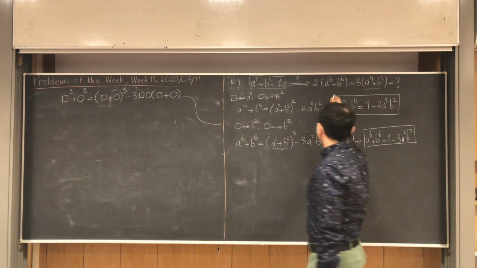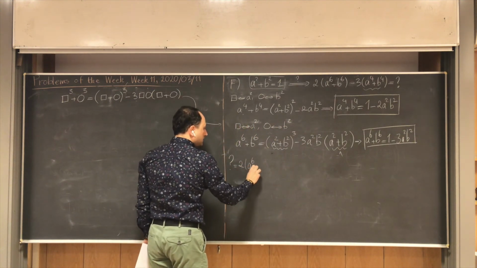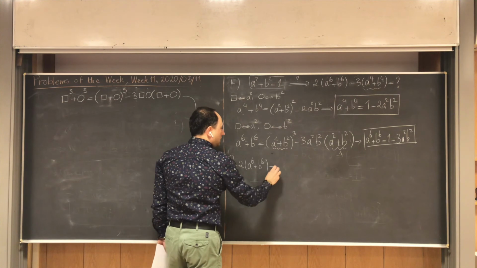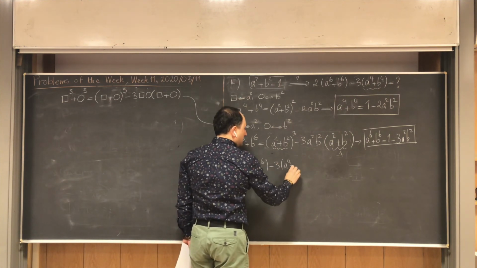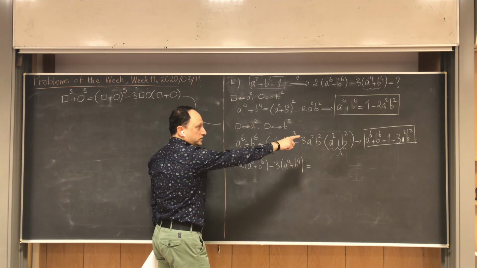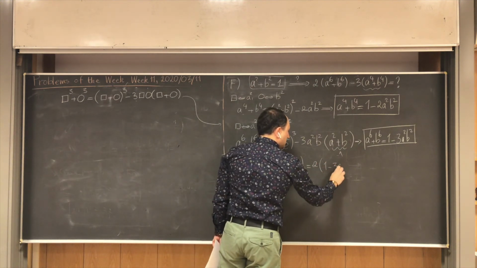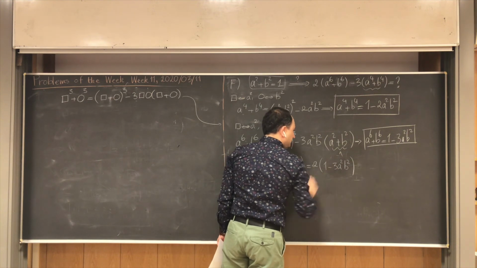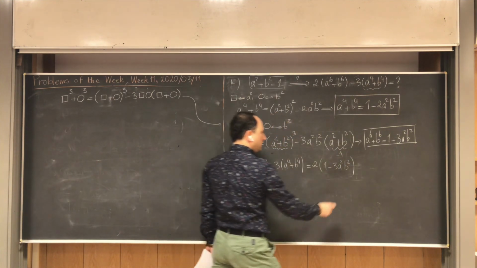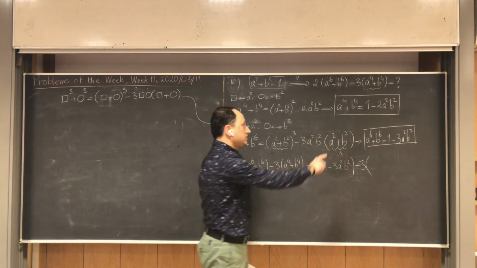Okay, but what is my question mark? The question mark is 2 times a to the 6 plus b to the 6 minus 3 times a to the 4 plus b to the 4. But a to the 6 plus b to the 6 is that expression. So I would write 2 multiplied by 1 minus 3a squared b squared. And then I have minus 3 times a to the 4 plus b to the 4. And that is that expression.